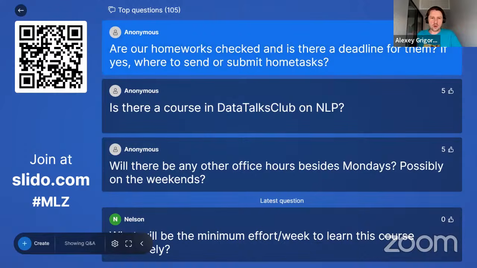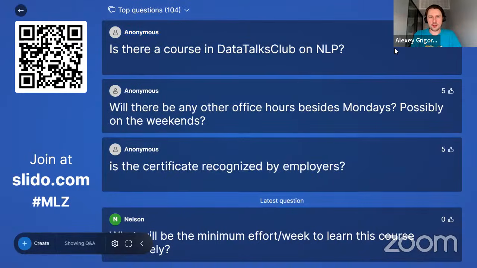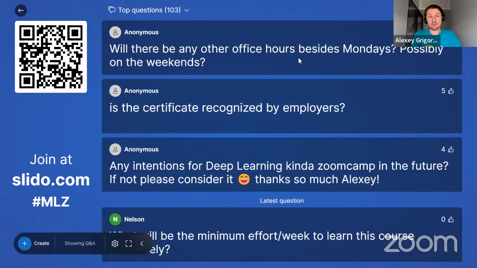Are our homeworks checked, and is there a deadline for them? If yes, where to submit? I think I answered that. There are deadlines, and there will be a form for them. Is there a course in DataTalks.Club on NLP? No, not yet, at least, and not in the immediate future for sure.